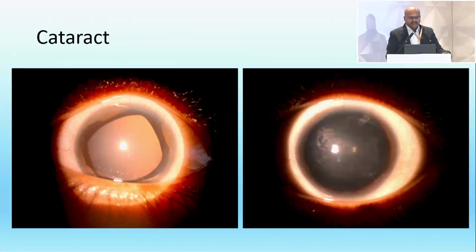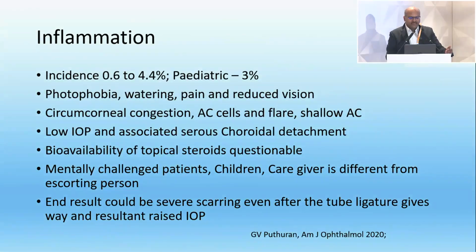And this is another complication, cataract. You have a significant increase in cataract, especially if you have anterior segment abnormalities, who develop cataract after tube implantation. Inflammation is something which few publications have talked about. So the incidence is about 0.6 to 4.4%. In pediatric patients, you have a higher incidence. Patients present with a lot of symptoms. And people who are vulnerable, mentally challenged patients, children, the caregiver is different from an escorting person. So the bioavailability of topical steroids is questionable.